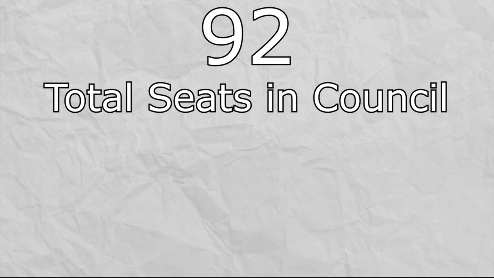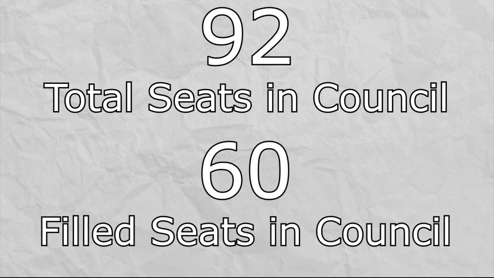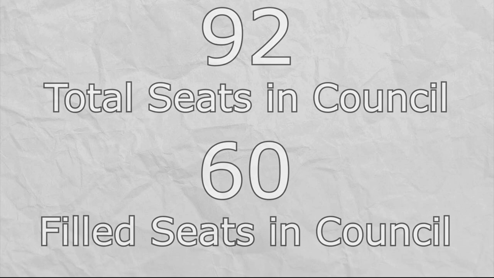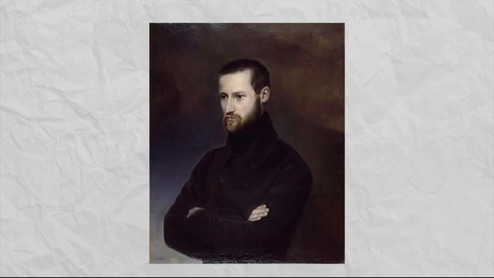Now, I mentioned that there were 92 seats for the Commune Council. In the end, however, only 60 ended up actually taking their seats in the council, as many refused or simply couldn't, such as Blanqui himself, who was serving a prison sentence for the threat he was believed to pose to the French government. He was actually elected the president of the council, but he would never see the Commune either begin or end, as he was not released until 1879, 8 years later.